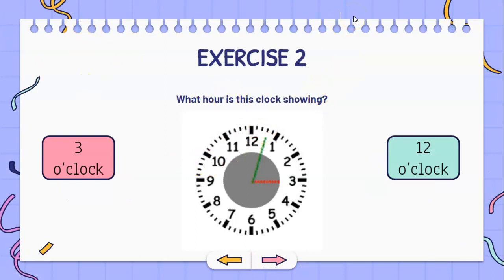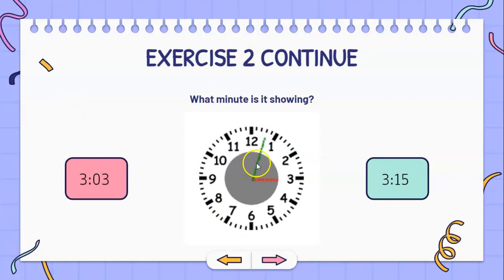Now you are going to do this clock by yourself. You're going to start by telling me the hour of this clock. And now you're going to show the minutes of this clock. This is going to be 3:03.